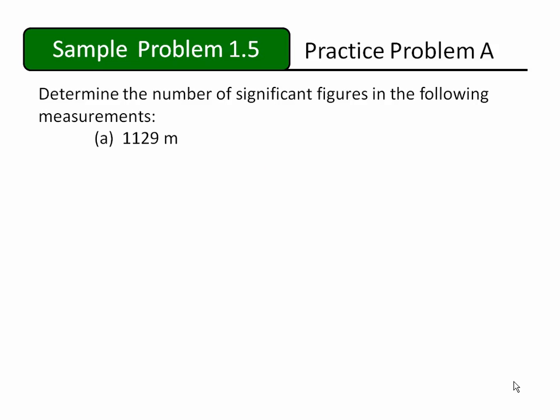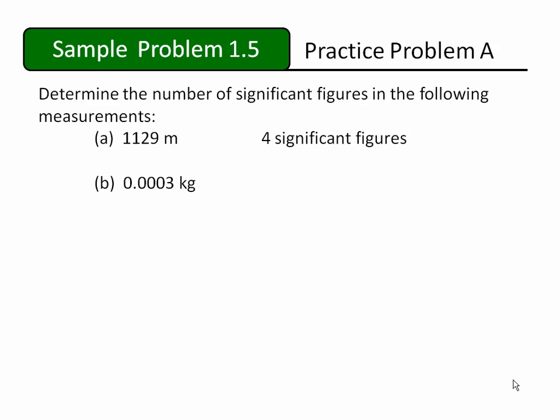The first measurement that we're asked to consider is 1,129 meters. In this measurement, we see that we have 4 non-zero digits, and every non-zero digit is considered to be a significant figure, which means that 1,129 meters has 4 significant figures.